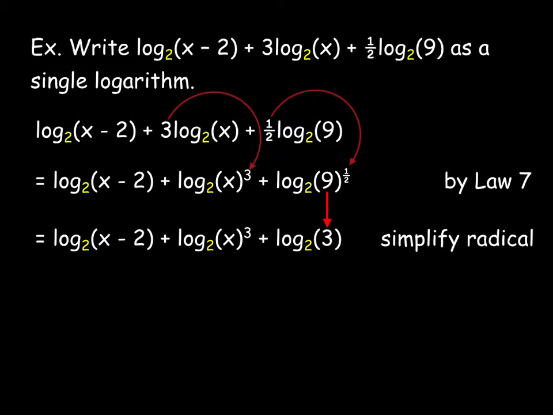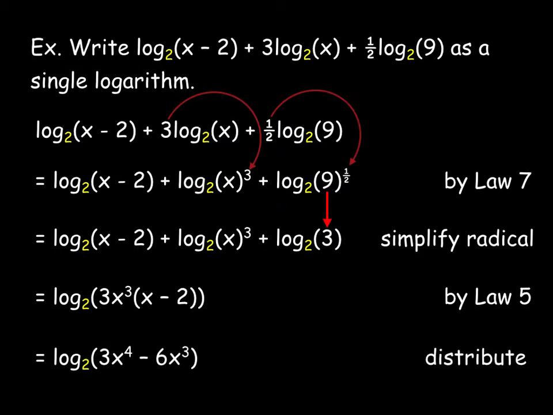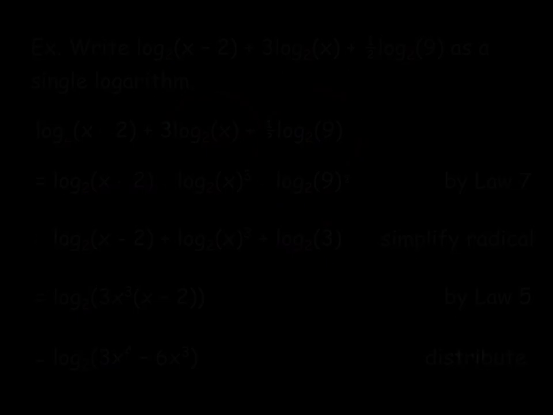Now we apply law number 5, which says the sum of the logarithmic expressions is equal to the log of the product. We have log base 2 of 3x to the third times the binomial x minus 2. Then we distribute, and we have the log base 2 of 3x to the fourth minus 6x to the third.